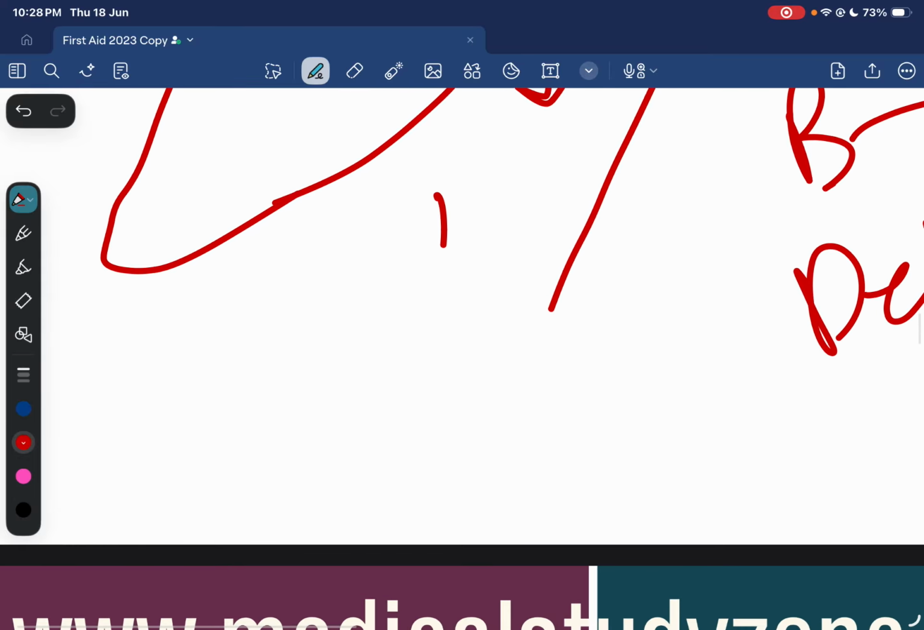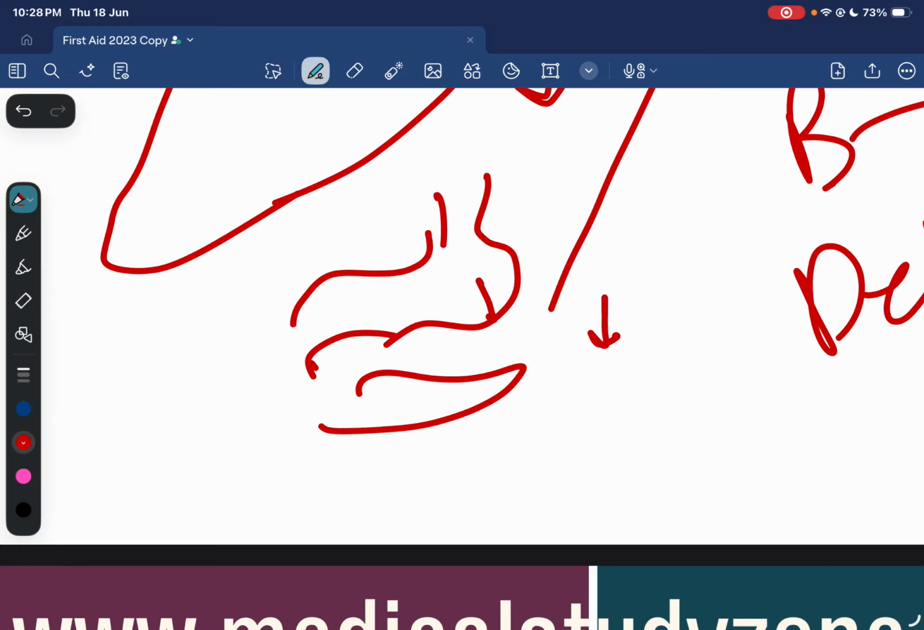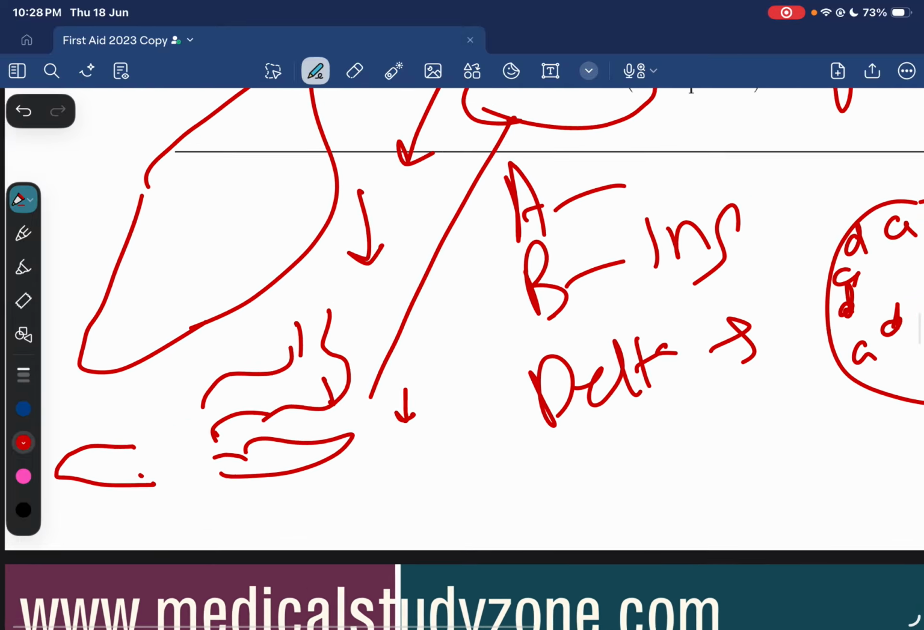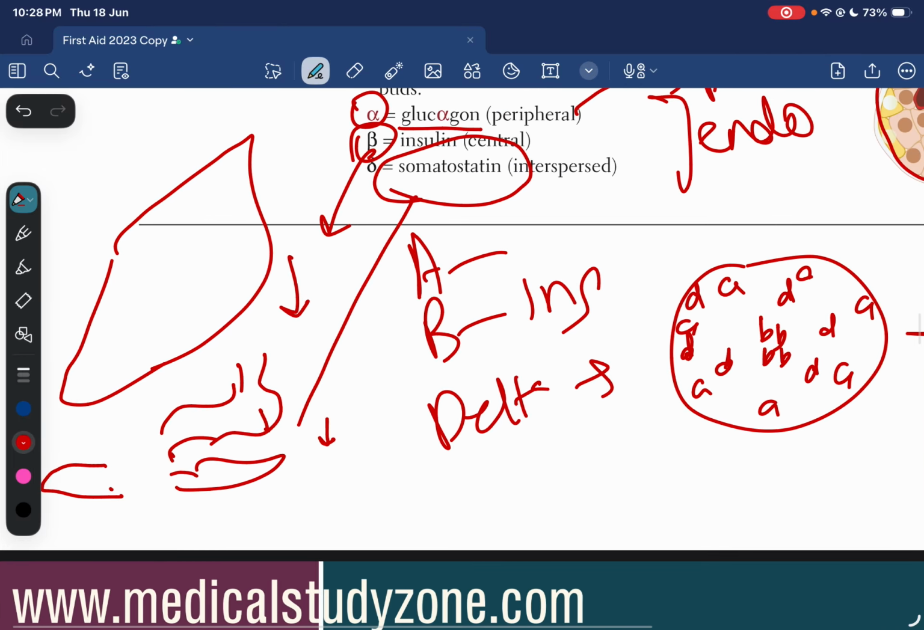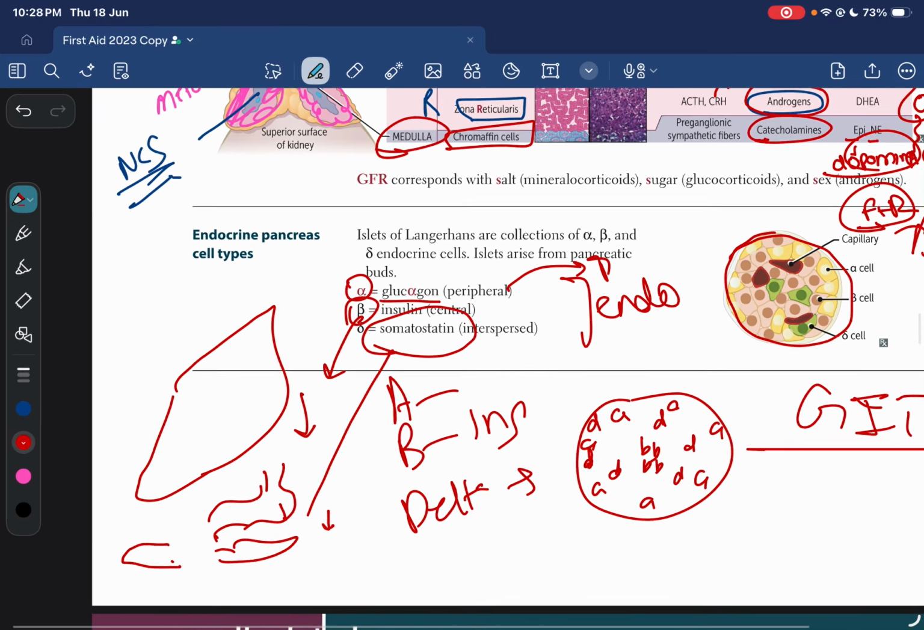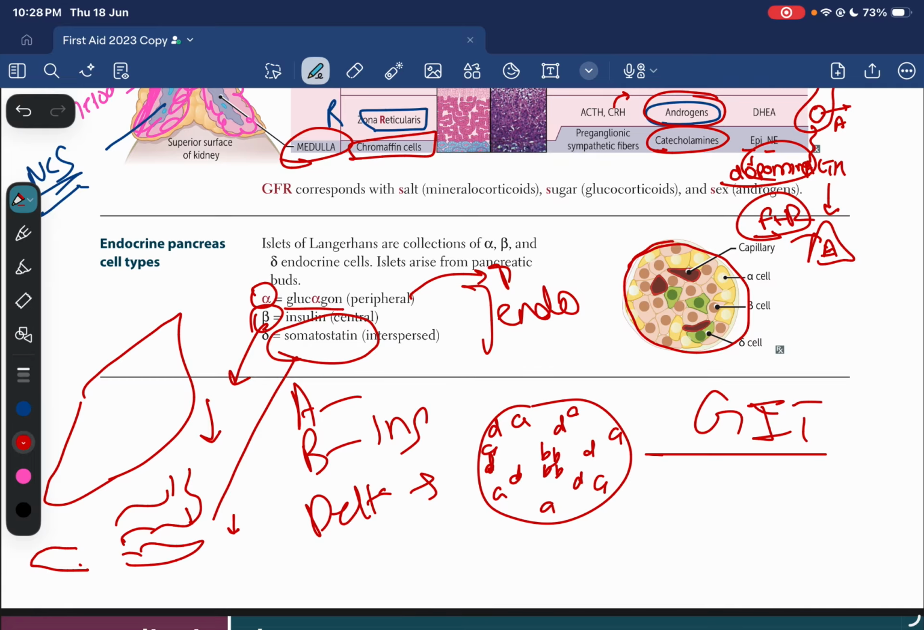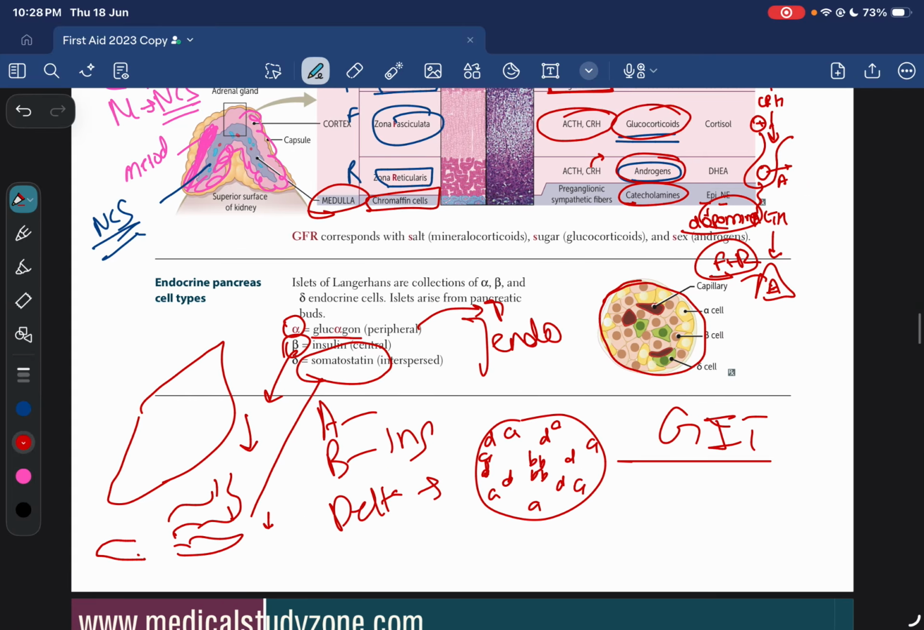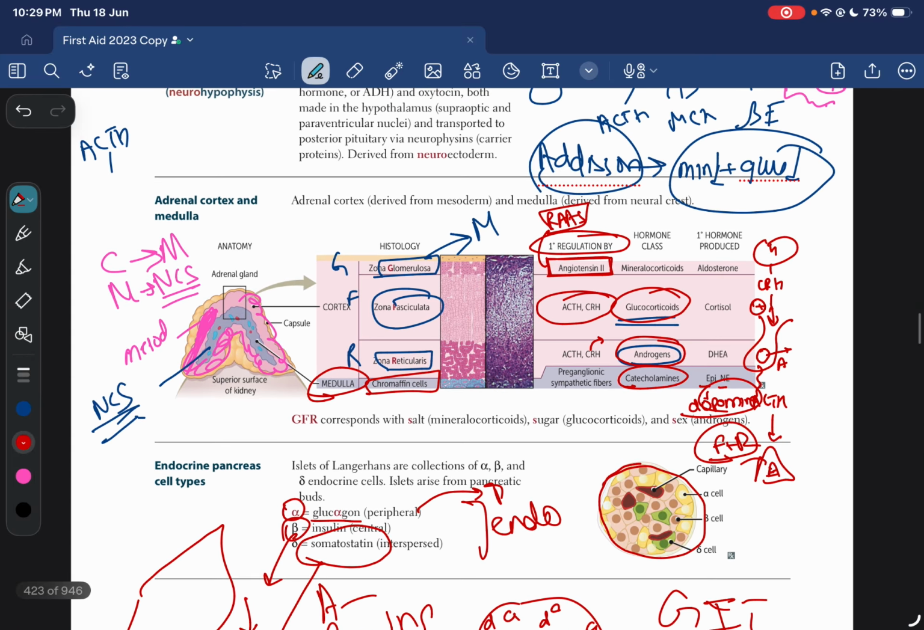So just start thinking from the gastric inlet, from the stomach, that it is going to decrease the gastric secretions. It is also going to decrease the pancreatic secretions. It is also going to decrease the bile secretions. So somatostatin mainly acts as a blocker. Okay, that's how I have always remembered it. So yeah, that was endocrine pancreatic cells, and also the adrenal cortex.